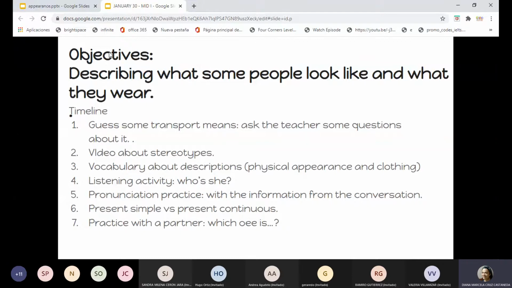The second part of our class, we're going to check a video about stereotypes. Then we are going to check some vocabulary about descriptions, specifically about physical appearance and how to describe some pieces of clothing. We're going to have a listening activity. We are going to check pronunciation, especially because I checked your videos about transport.